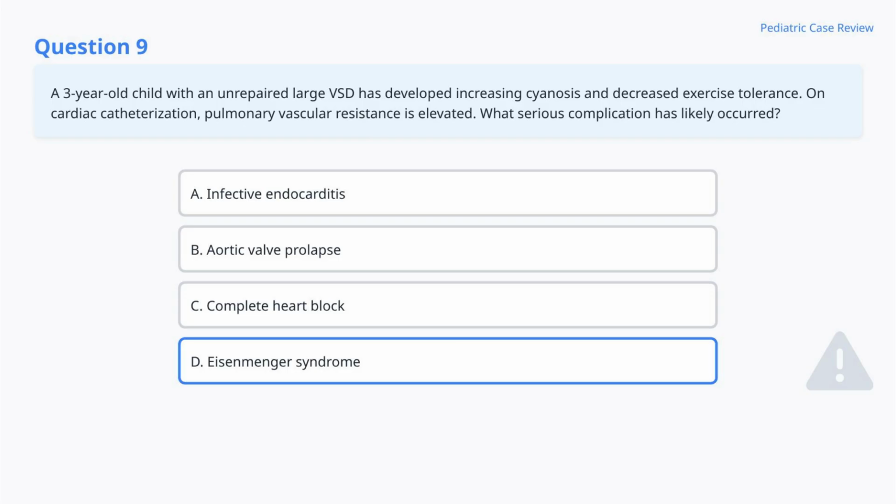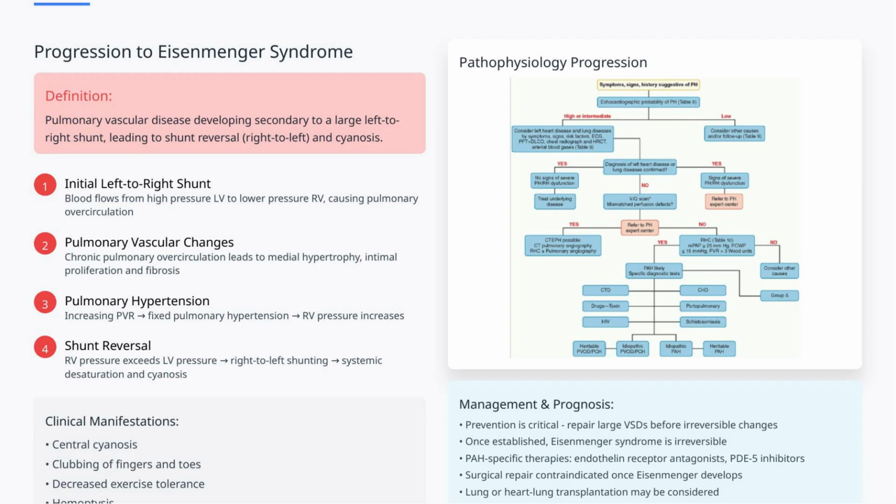A 3-year-old child with an unrepaired large VSD has developed increasing cyanosis and decreased exercise tolerance. On cardiac catheterization, pulmonary vascular resistance is elevated. What serious complication has likely occurred? Your options are A. Infective endocarditis. B. Aortic valve prolapse. C. Complete heart block. Or D. Eisenmenger syndrome. Think about the natural progression of an unrepaired large VSD and what happens to pulmonary vascular resistance over time. The correct answer is D.